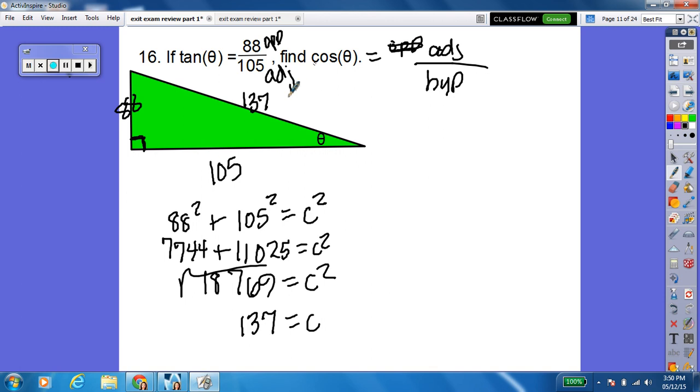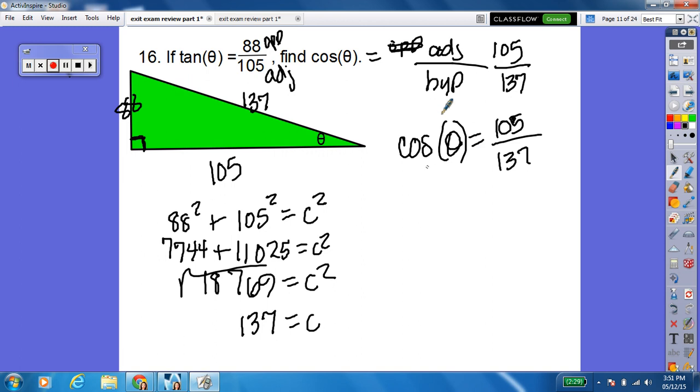But now we have these two numbers. The adjacent is 105 and your hypotenuse is 137. So cosine of theta is 105 over 137. Now, we weren't asked to find the angle, but remember, if you want to find the angle, use your cosine inverse or your tangent inverse. Alright, moving on. We got one more to do for today.